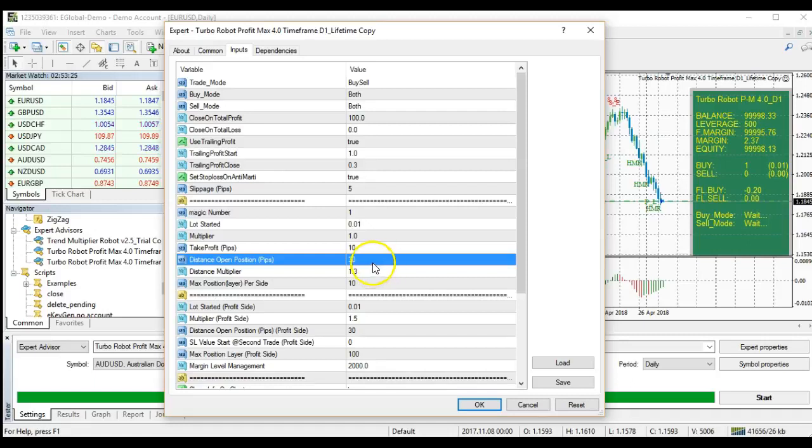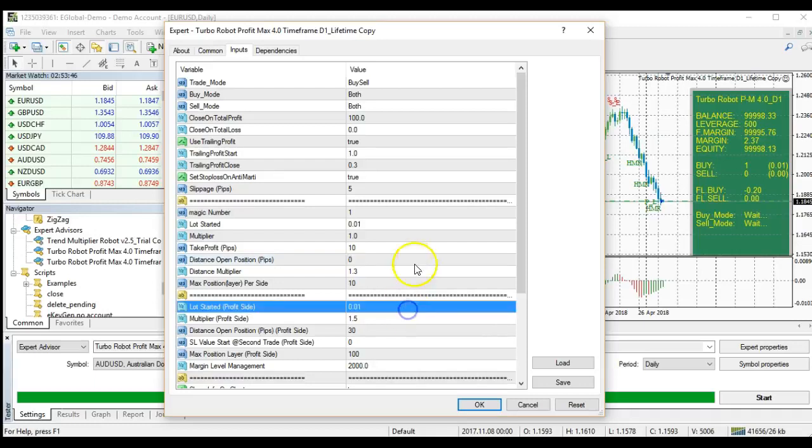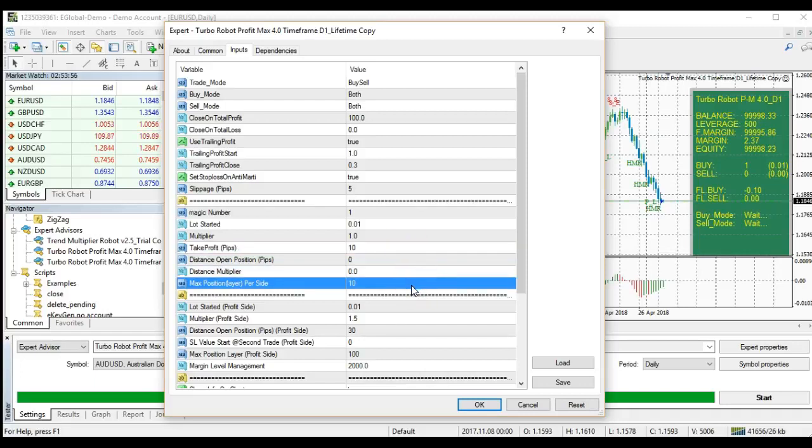Next is the distance position. This is the portion where, if I don't want to use martingale, the multiplier would be multiplied by the distance for the next position's lot size. So I just leave it at 0, because I don't want a multiplier. The distance multiplier will also be 0. Maximum per layer doesn't matter; you can put in numbers, but it doesn't trigger anything because you don't have a multiplier. Just leave it at 0, or it's up to you.